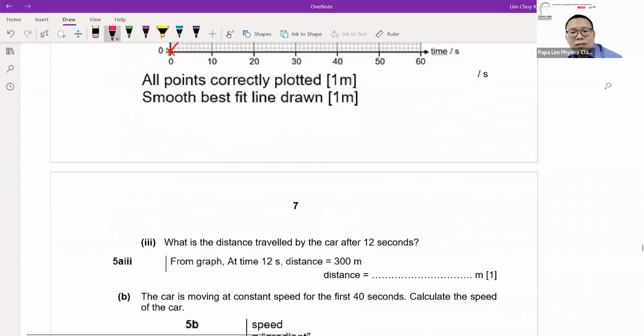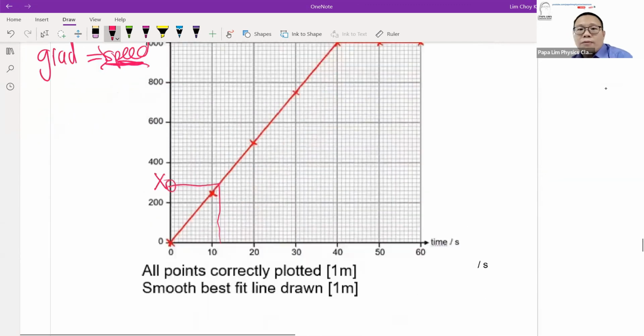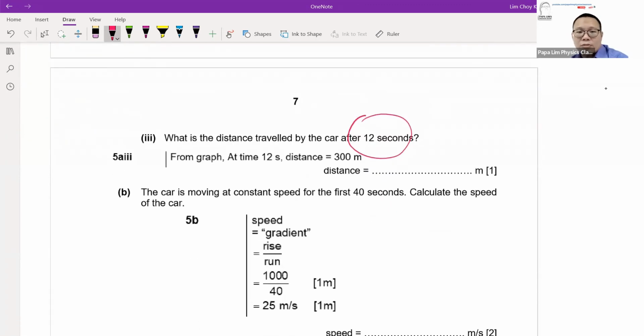Calculate the distance traveled after 12 seconds. After 12 seconds, you look at the graph and you'll be here. The time taken, 12 seconds is here, and the distance is here. So you can just read the number off the graph. I will not say it's difficult, so you get the answer straight away.